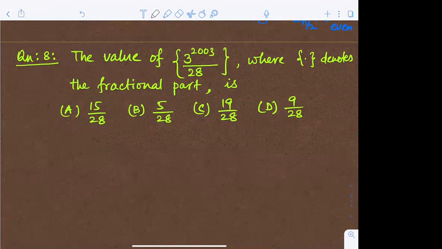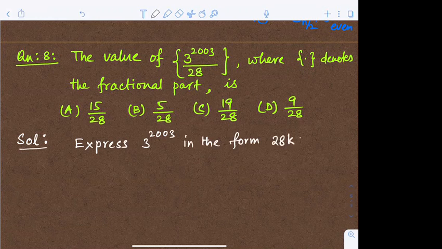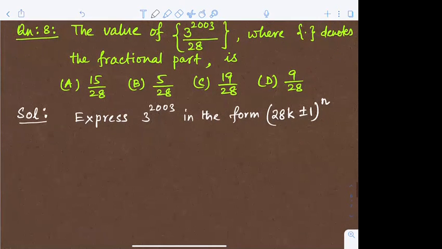The idea is to express 3 power 2003 in the form (28k plus or minus 1) whole to the power n. In this form we have to bring it, so that after dividing by 28 we can see what is remaining as a fractional part. So if I try to do that, I can write 3 power 2003.